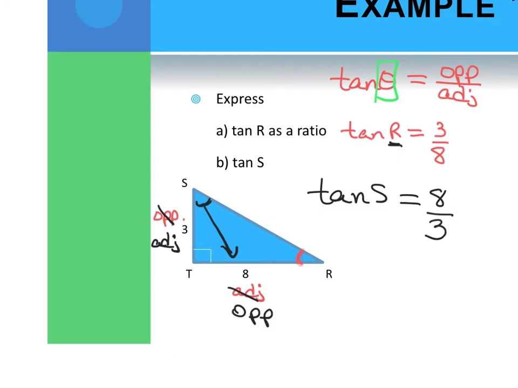You will always only do these trig ratios for the acute angles. You'll never do it for the 90-degree angle. Always for the acute. Pretty good? Let's try the next one. Now we're going to use our calculator.